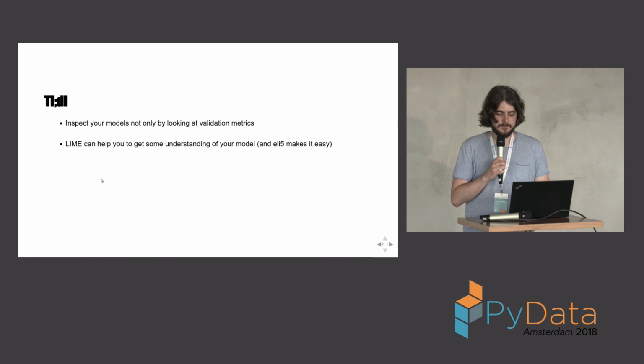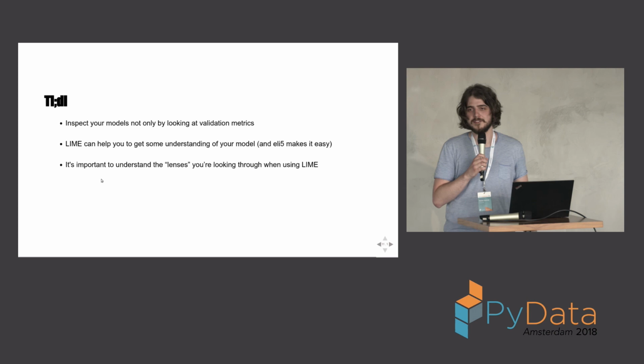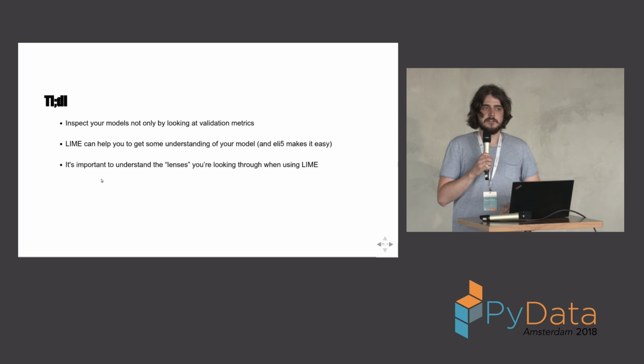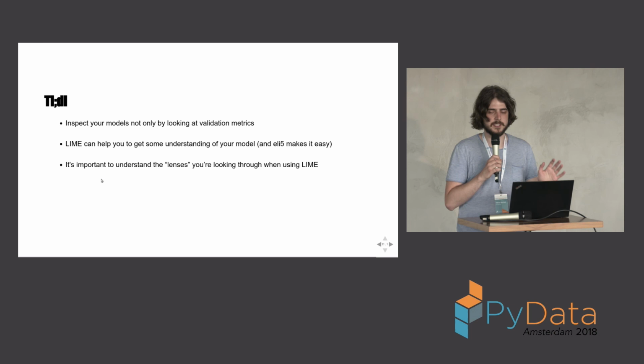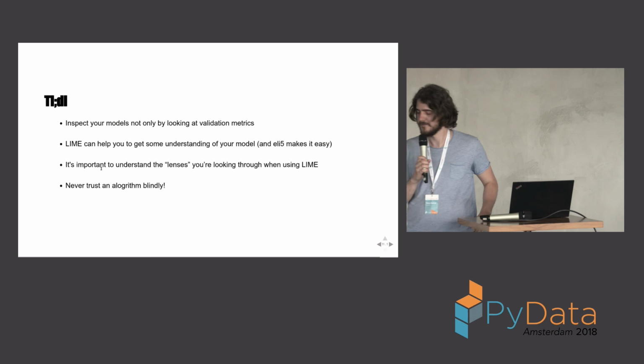And then the most important point: when you're using LIME, you should understand the lenses you're looking through when you use the algorithm. What is your representation? What are the assumptions you have on your black box model? Like using characters or using different text-derived features, and probably adding them to your LIME algorithm. With character-based models, it's really hard to add. And then never trust an algorithm blindly. That's maybe the most important thing to take away from this talk. So I guess that's it.